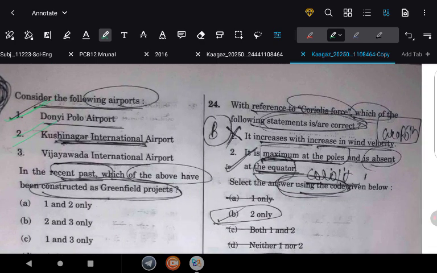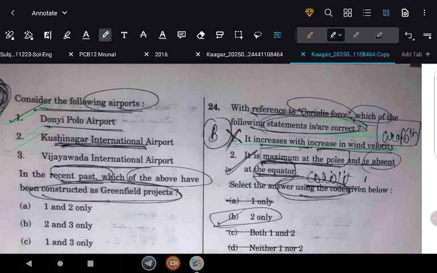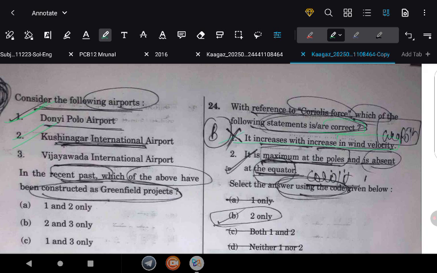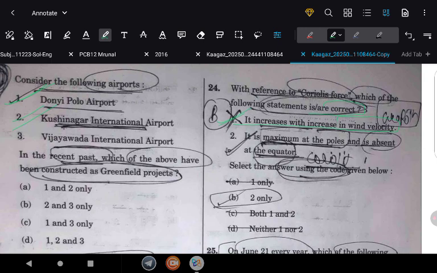The next question was with respect to the Coriolis force: which of the statements are correct? The first statement is it increases with increase in wind velocity. That is correct according to various answer keys, but this is actually a disputed question. Let us see what UPSC tells us. The next statement: it is maximum at the poles and it is absent at the equator. That is true. Coriolis force is maximum at the poles and absent at the equator.